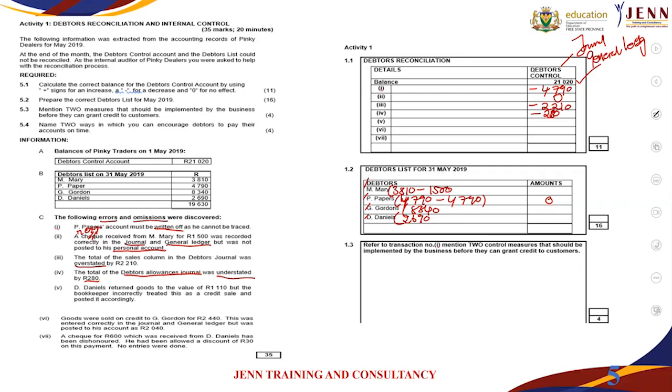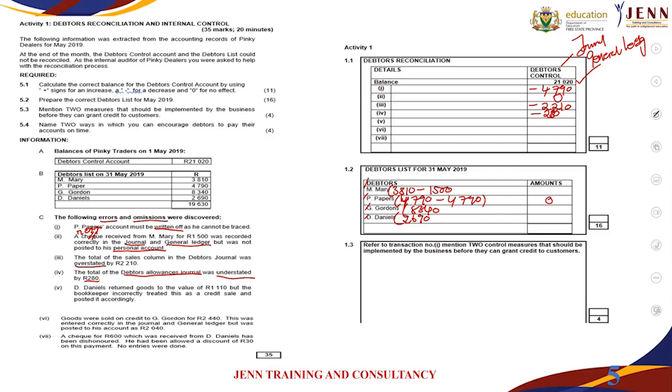I see the hand of Suhunelo. Before you answer, Kalabocha, can we give Suhunelo a chance to say whether they agree or disagree as well? We disagree, sir, because we have to deduct twice on D. Daniels. So you are simply saying it should only affect the debtors list. Yes. All right. Kalabocha and Ikaelelo, you are correct. It has to affect both debtors control as well as debtors list.